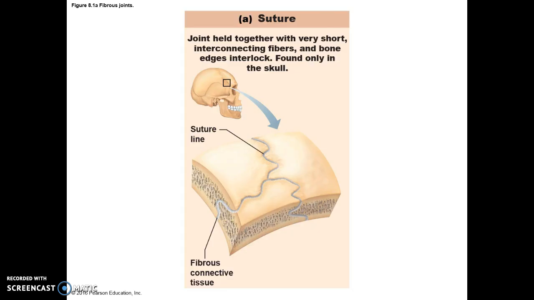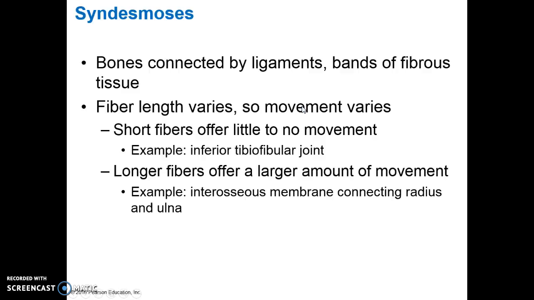And here's an example of the sutures of the cranium, the cranial bones. You have this very short, small, fibrous connective tissue between the adjacent bones. These sutures are the squamous suture, lambdoid suture, and coronal suture, which we can see here from this view.